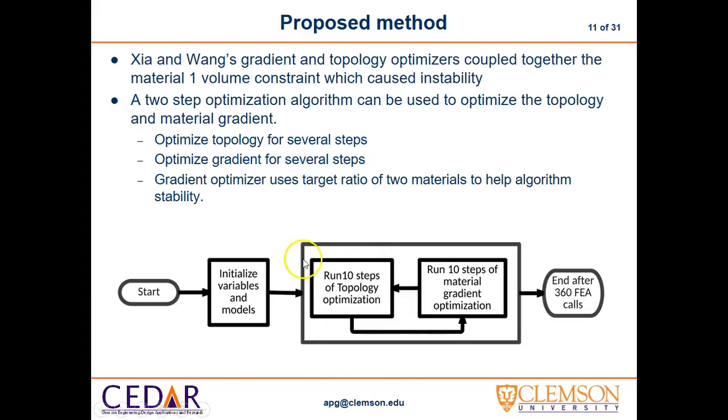So in our work, we're going to say the topology optimization is just targeting a total volume of material as its constraint, whereas the gradient optimizer doesn't really care about how much total material there is. Its constraint on the optimizer is the target ratio of the two materials.